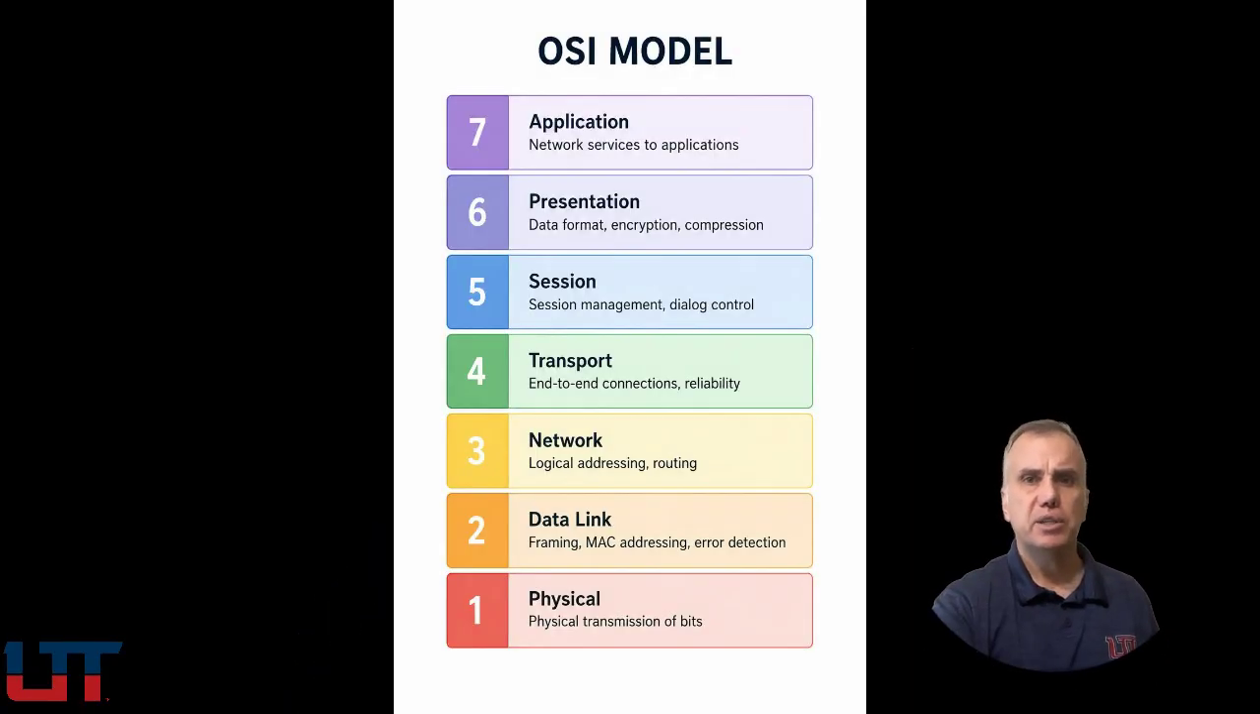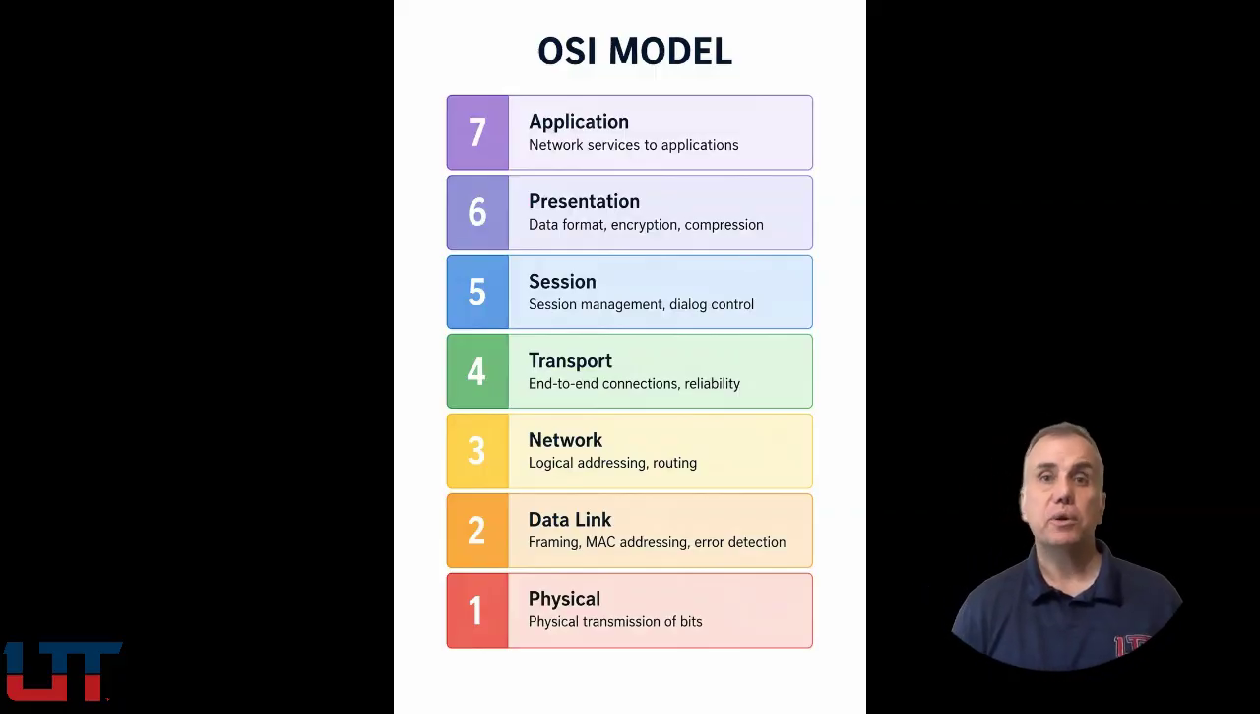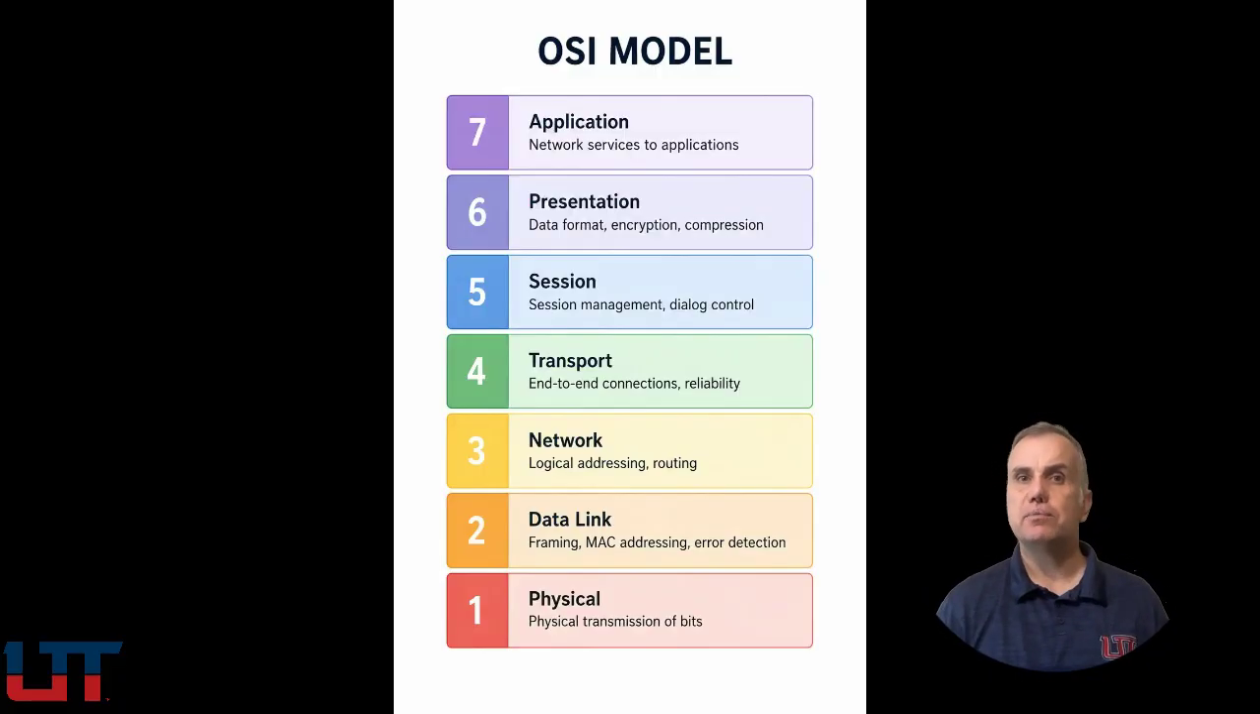Below the application layer, we have 6 more layers that handle delivery. The transport layer, layer 4, manages how data is delivered between applications. This is where TCP and UDP live, which we'll cover in detail in the next video. TCP provides reliable ordered delivery with acknowledgement. UDP provides faster, lower overhead delivery without acknowledgement. Each serves its own purpose.